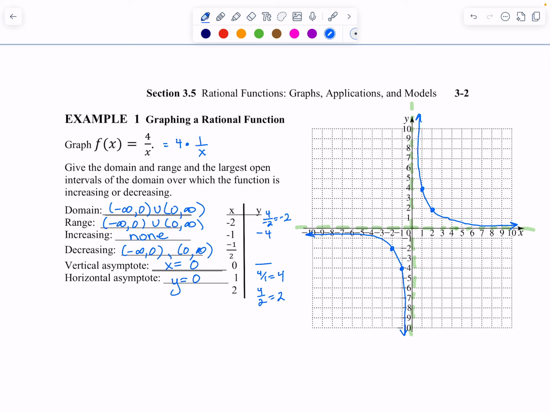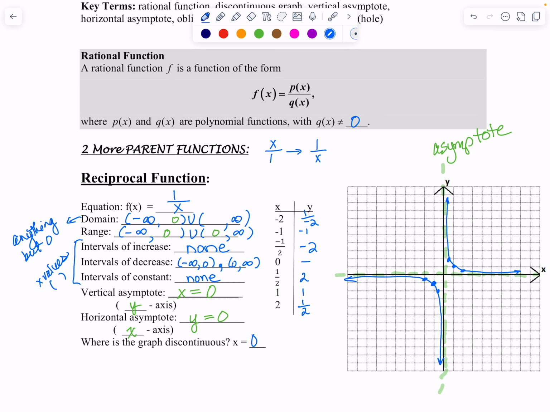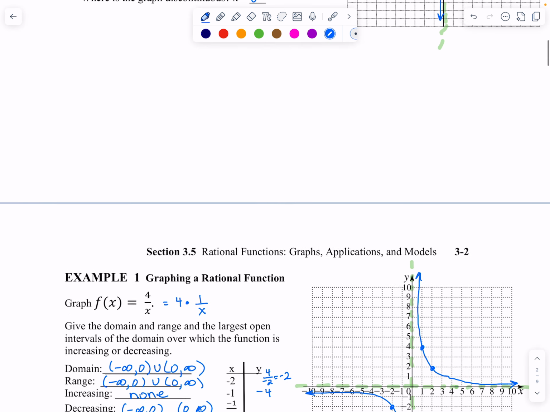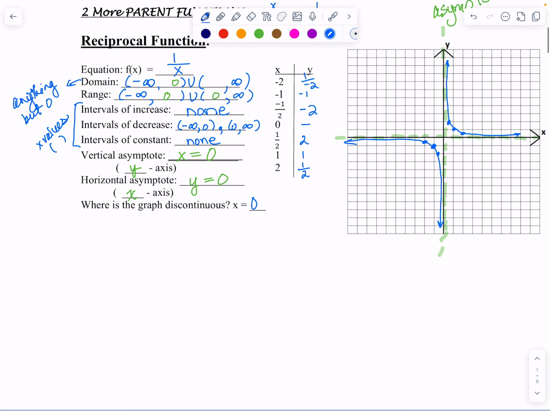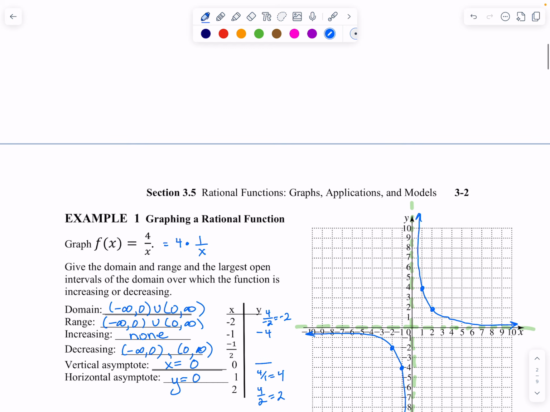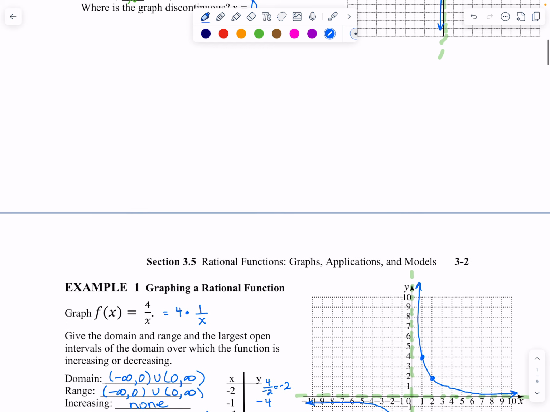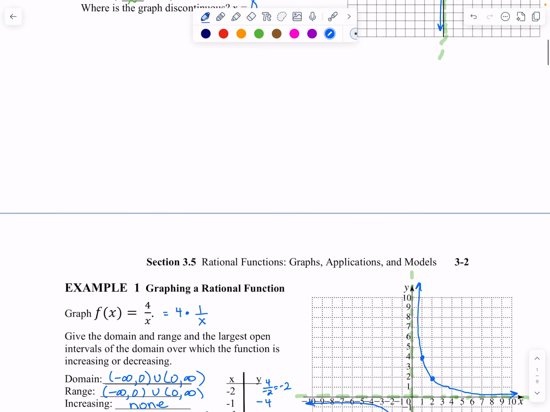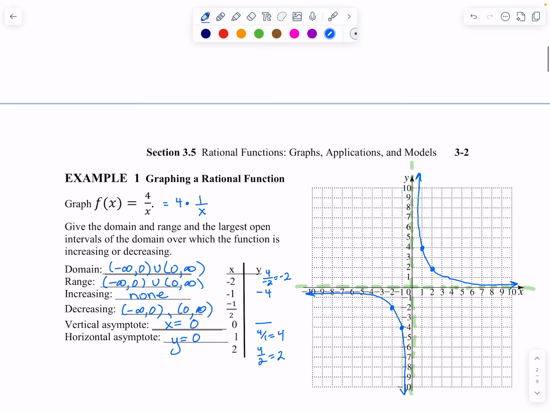I want you to notice the difference between the one that we just graphed and the parent function. You can't really tell that much of a difference. Since it's got a 4 in front, you're going to stretch it. So notice it's a little bit further away from the origin, but honestly, you can't really tell much of a difference because it's so stretched anyway. All right.